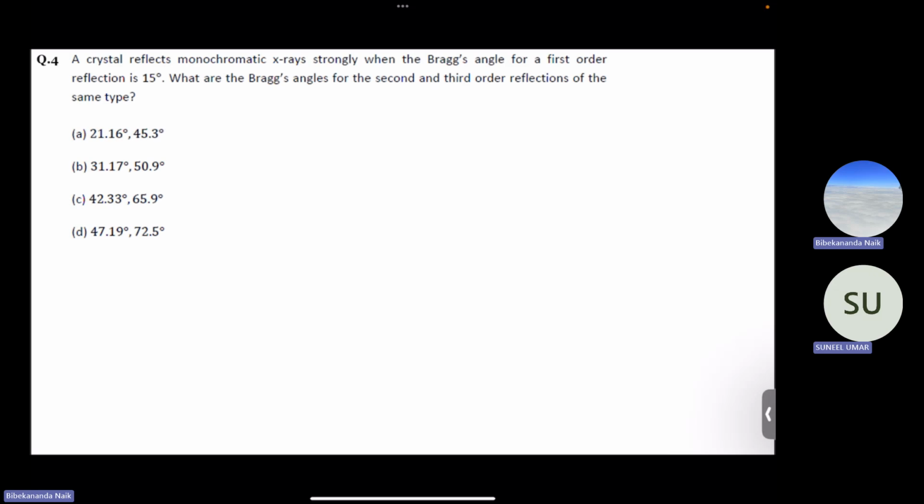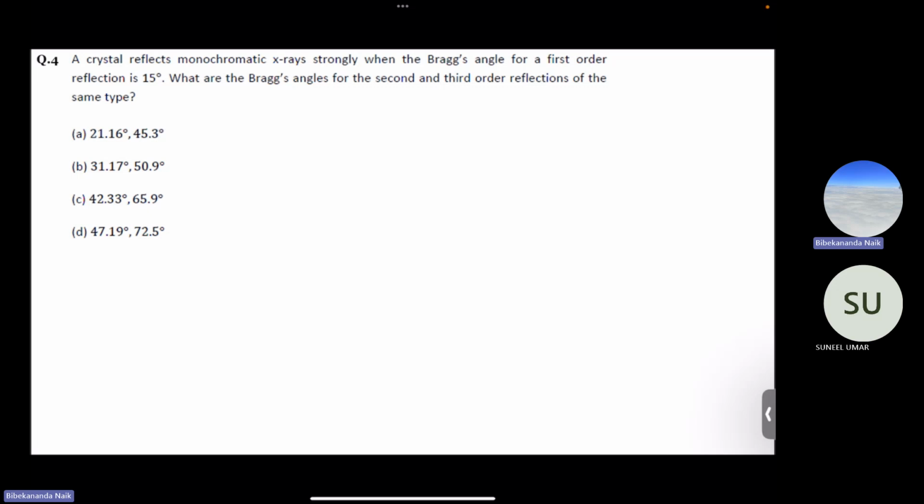The question says, a crystal reflects monochromatic X-rays strongly when the Bragg's angle for a first order reflection is 15 degrees. What are the Bragg's angles for the second and third order reflections of the same type? Are the options displayed, sir? Is it visible? Okay, sir.